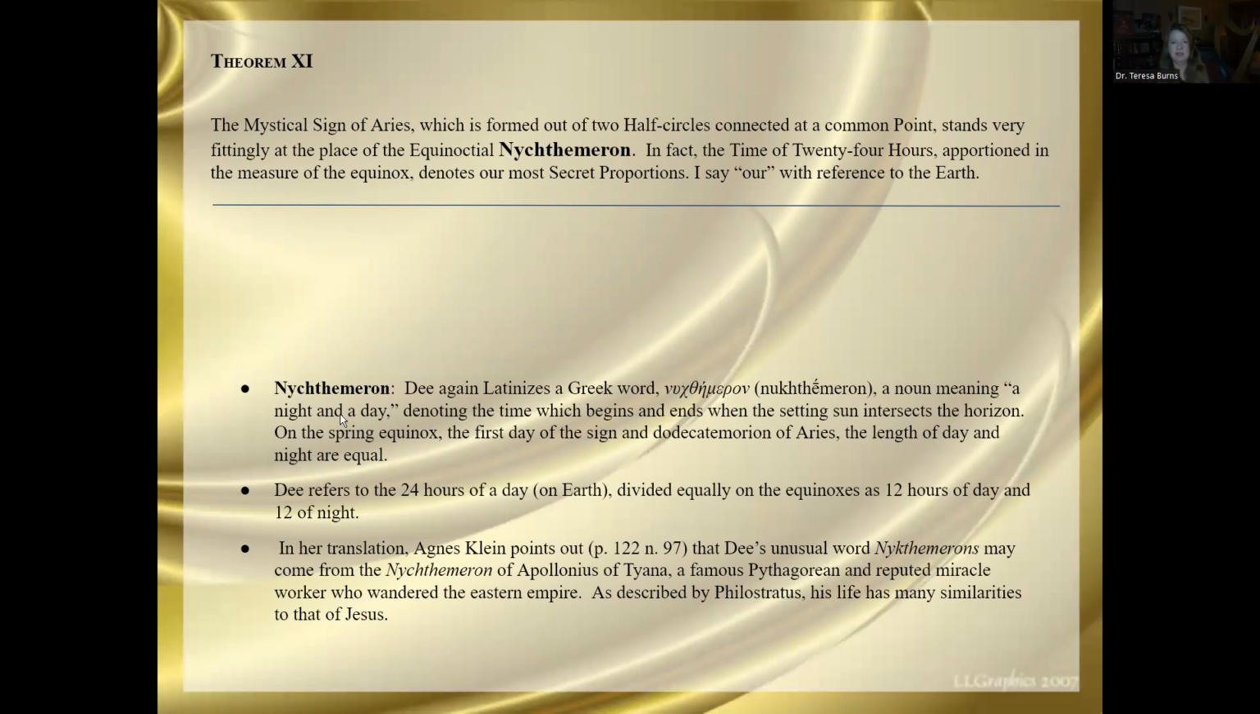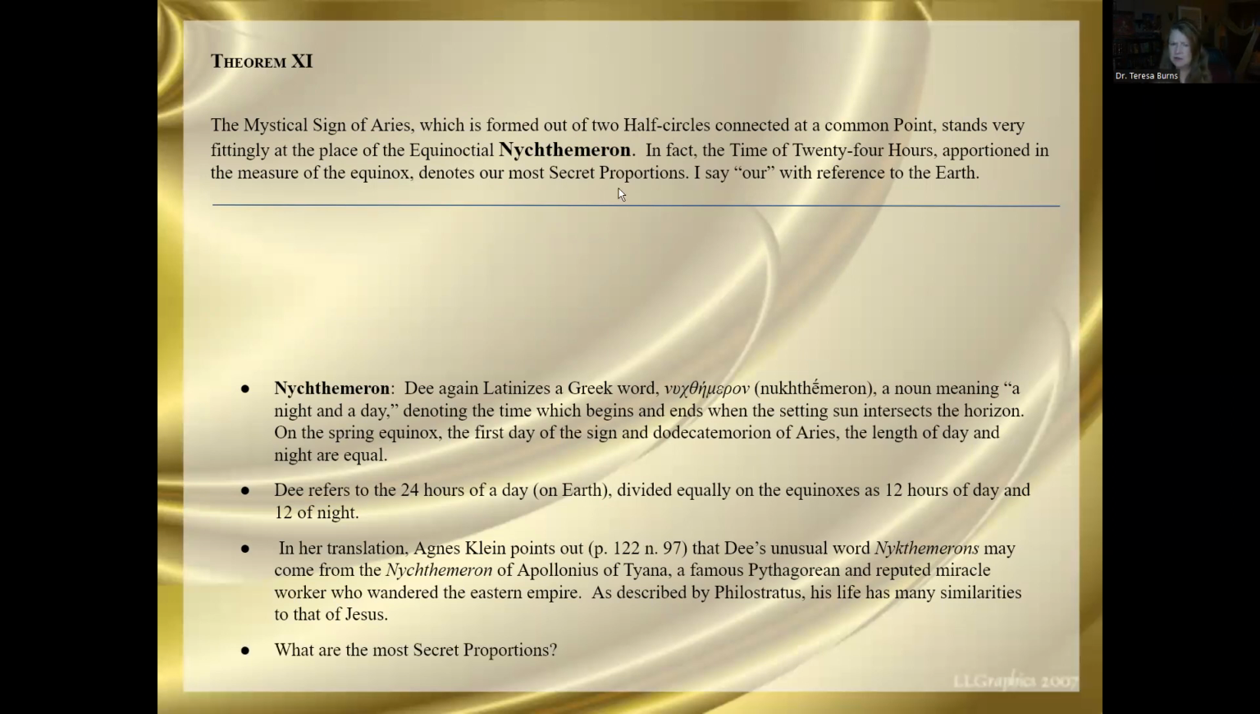In her German translation, Agnes Klein, who is a German translator, pointed out that D's unusual Latin word here probably does come from the Nycthemeron of Apollonius of Tyana, who's a famous Pythagorean, no surprise, and he's a reputed miracle worker. He wandered the Eastern Empire, and the way that one ancient writer, Philostratus, describes him, his life seems to have many similarities to that of Jesus. So there's that reason also that D might be using this unusual word.